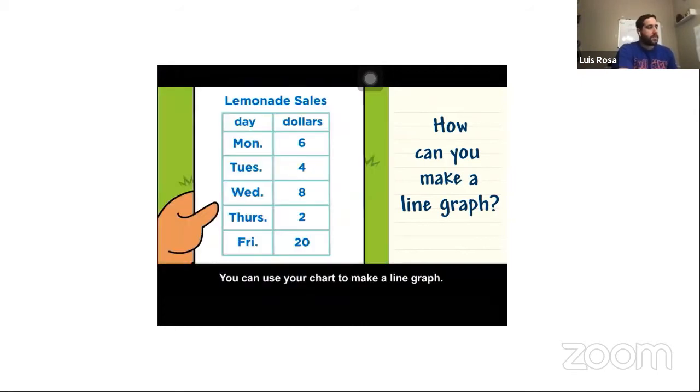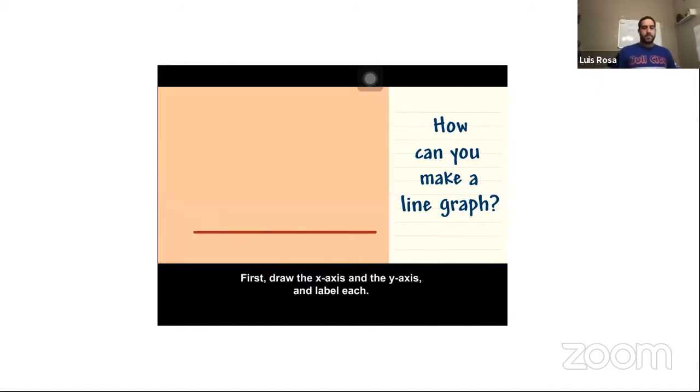You can use your chart to make a line graph. First, draw the x-axis and the y-axis and label each. Time is usually put on the x-axis. Add a title for your graph.